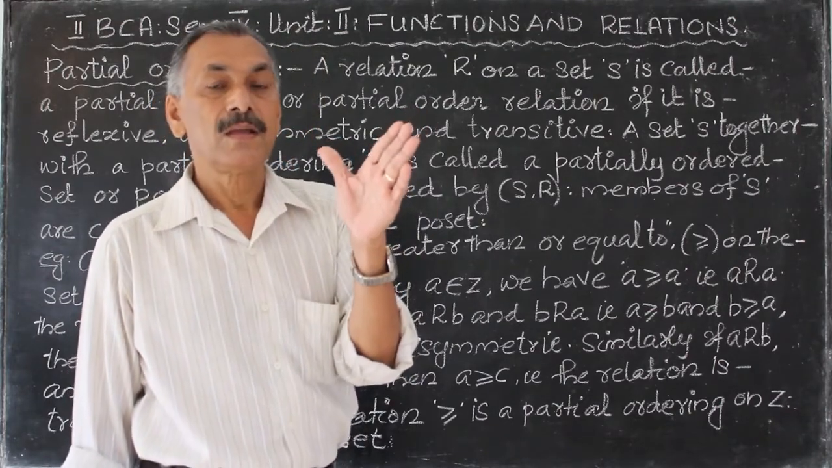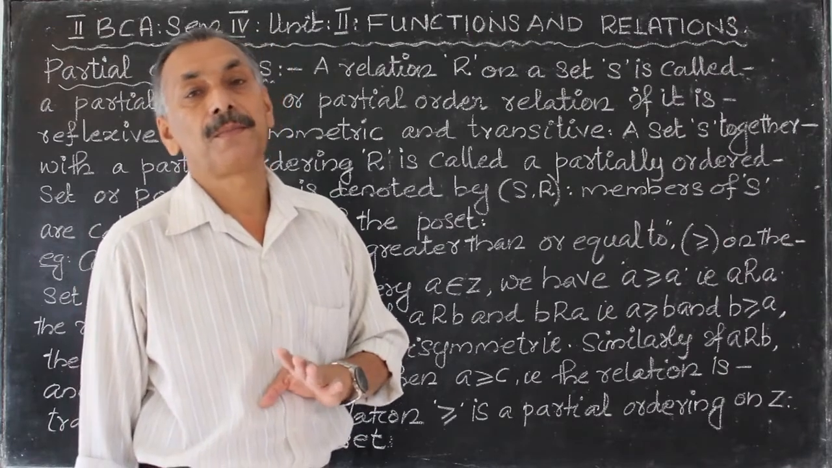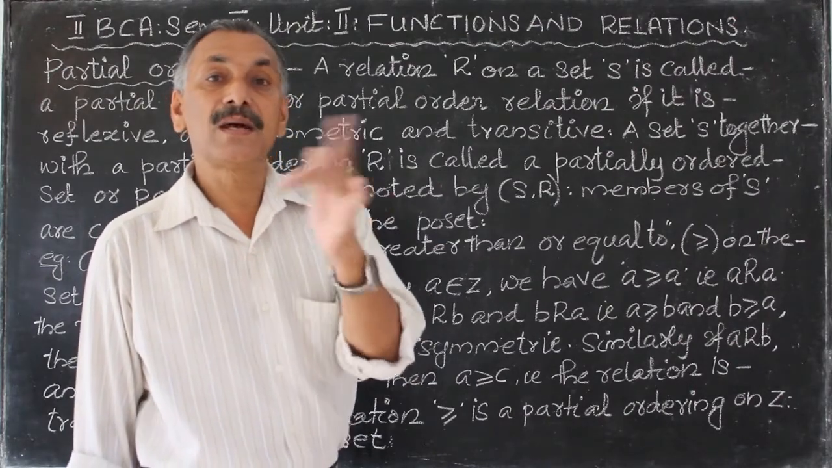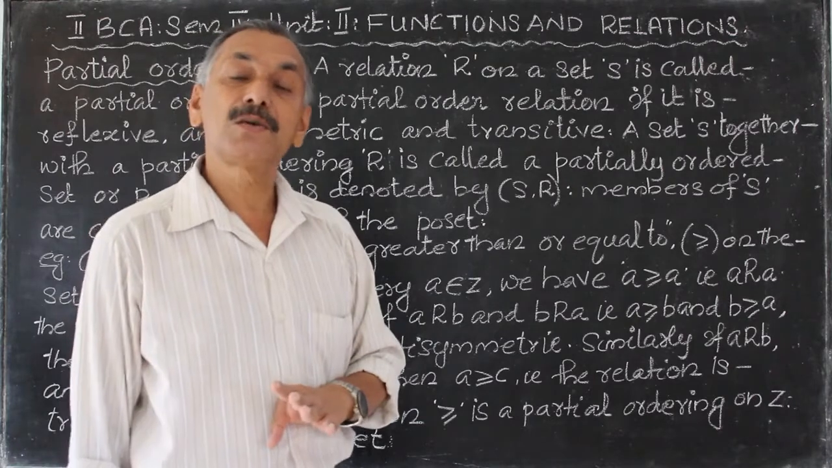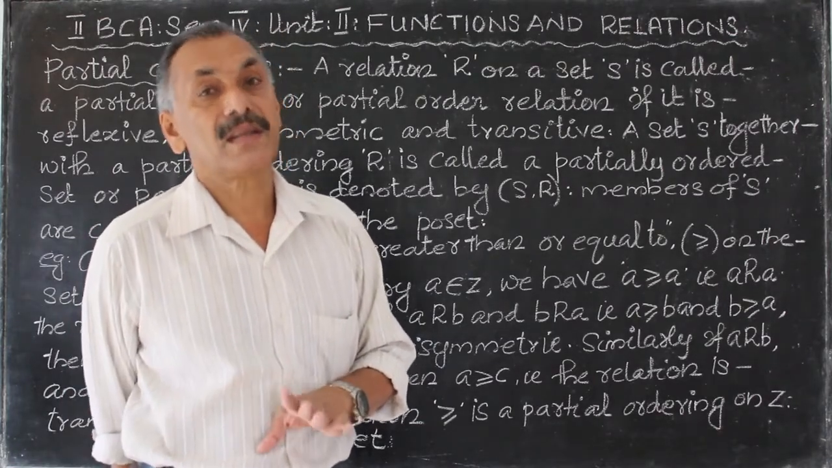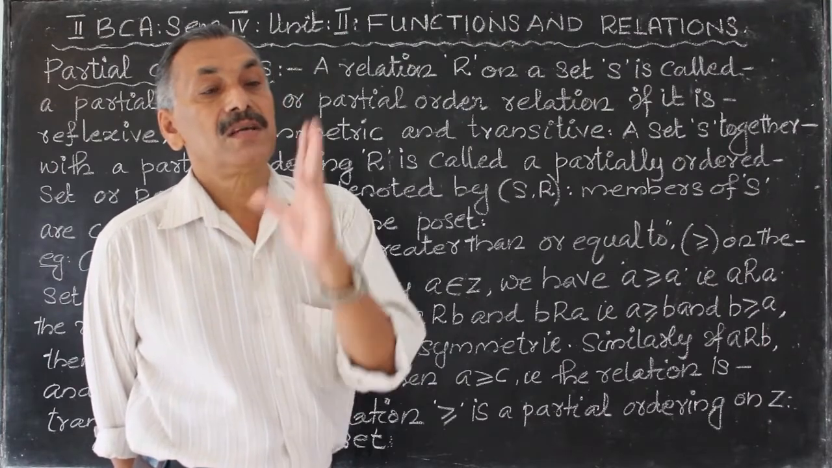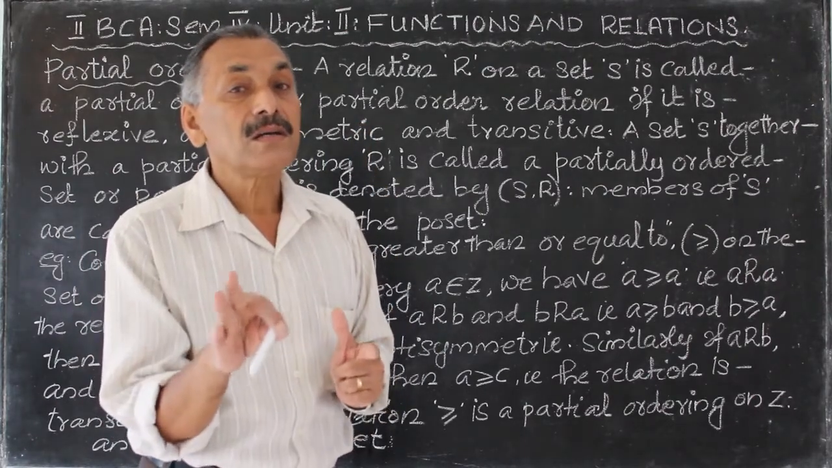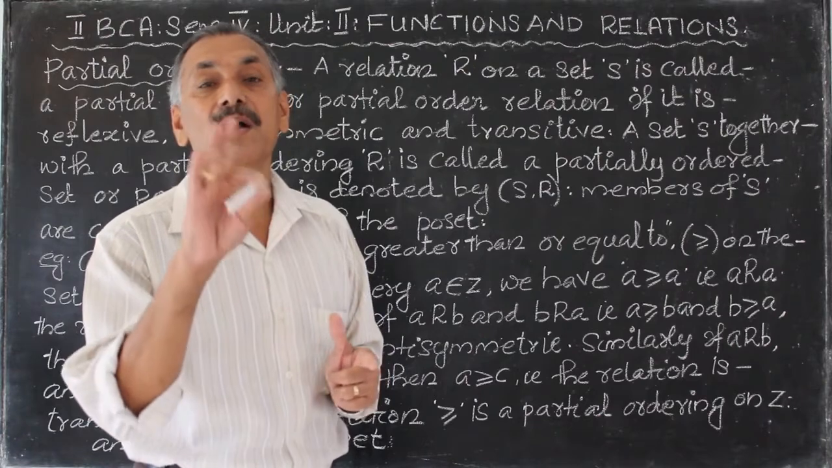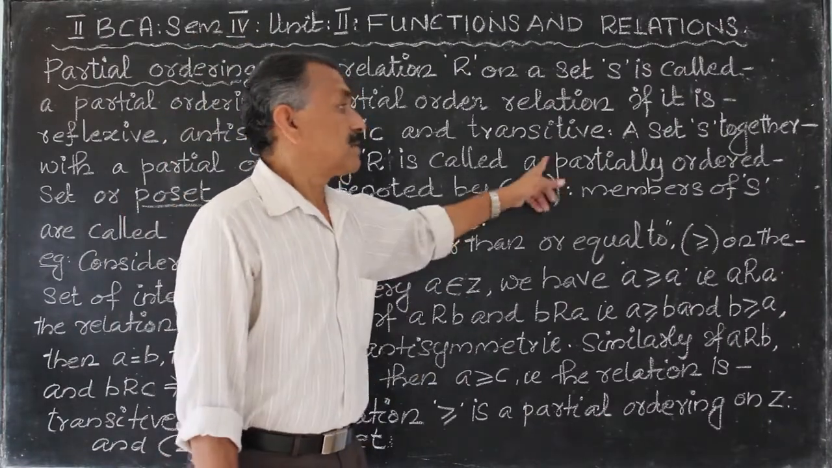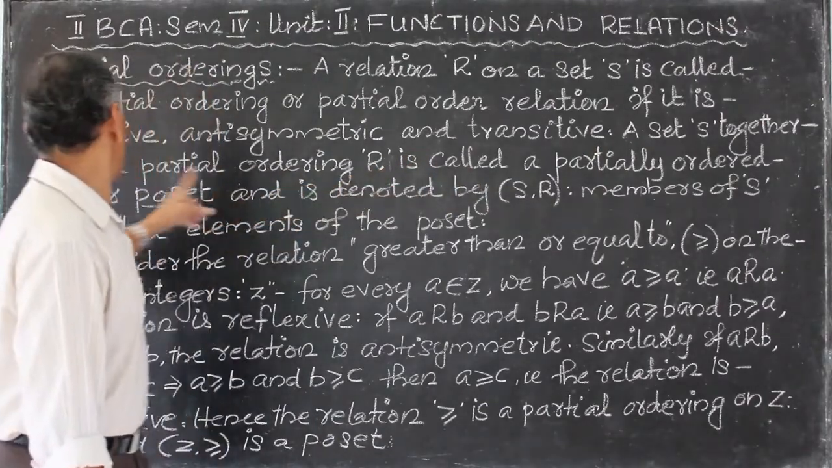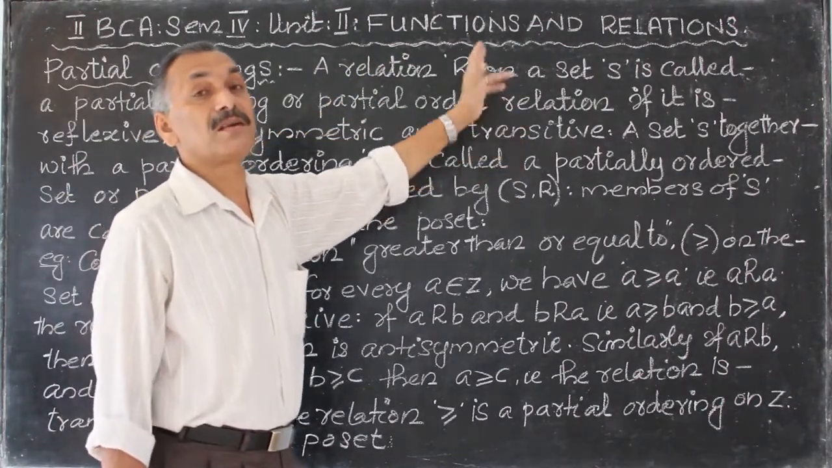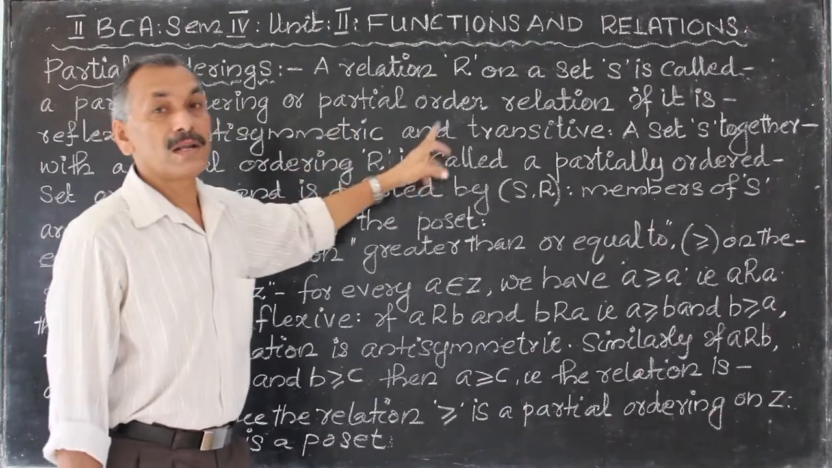If A is related to B and B is related to A, then A is equal to B. Then the relation is anti-symmetric. Then transitive. A relation which satisfies the reflexive property, anti-symmetric property and transitive property is called a partial order relation or partial ordering on the set. The relation that is reflexive, anti-symmetric and transitive is a partial ordering.